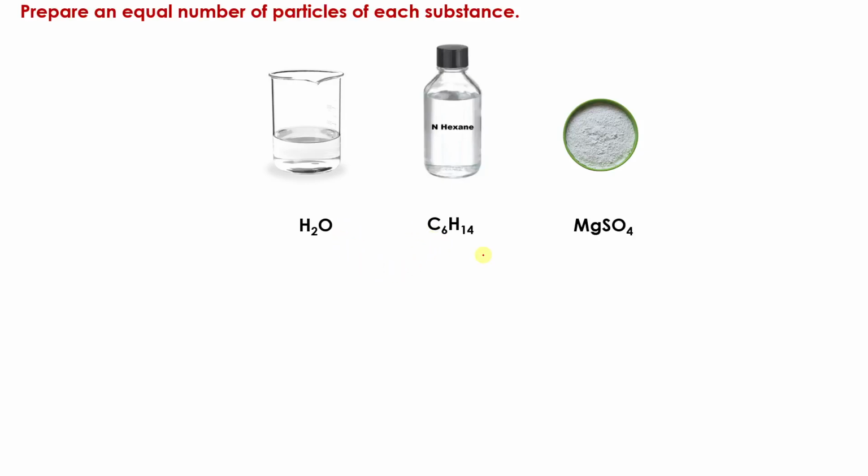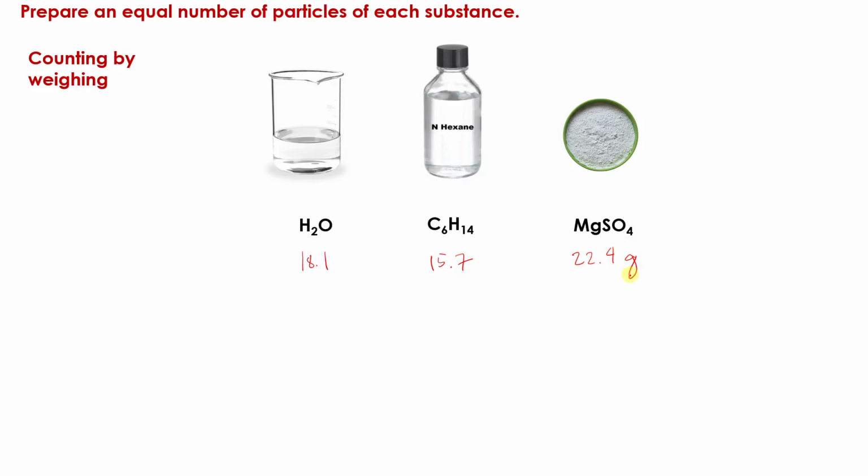That seems to be impossible at first because, of course, the particles are very, very small and we have a lot of particles here. So how do we determine the number of particles of a substance? Again, we can do that by counting by weighing. So we can determine the number of particles given their mass. Let's say we have measured the mass of each substance, and let's say we have about 18.1 grams of H2O, 15.7 grams of hexane, and also 22.4 grams of magnesium sulfate.